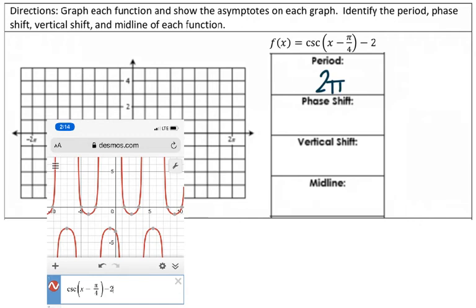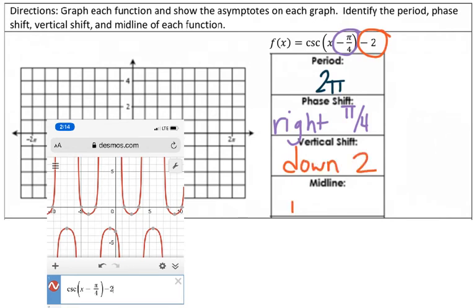Phase shift is what occurs inside the parentheses. Because it's a minus pi over 4, remember that moves it to the right pi over 4. Vertical shift: because there's a minus 2, that means down 2. And so my midline would be at y equals negative 2.